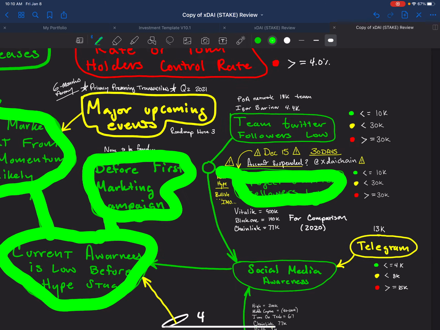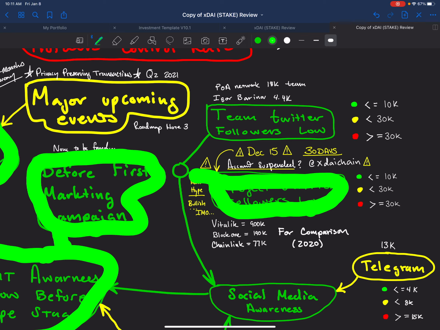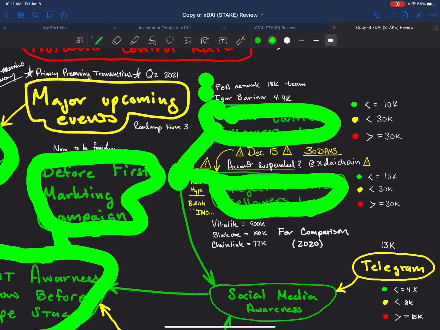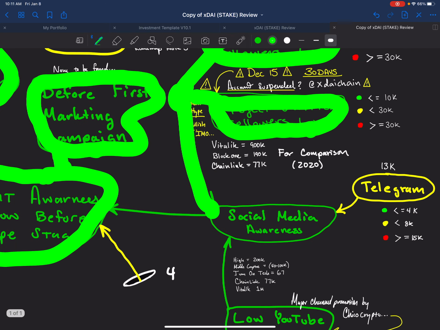You could see that as being bullish or bearish. I put it as bullish because it just means fewer people are aware of what they do. The project is working in the background, no one's really aware and hyped up right now, so that hype will be compensated in the future. But maybe that's the wrong take, and that certainly could be justified. So the POA network has 18,000 followers, and their main team member, Igor Barinov, has 4.4K followers, so they have a relatively small presence on Twitter.